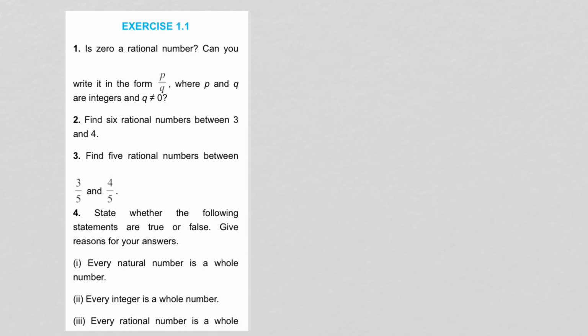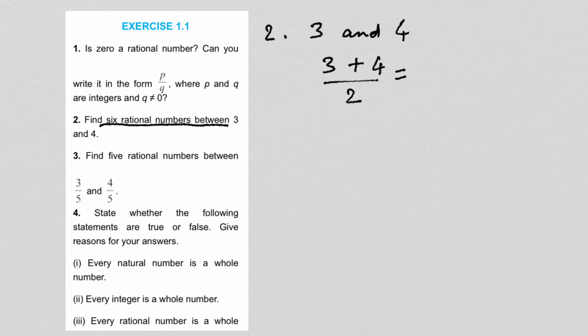Now let's come to the second question. Find 6 rational numbers between 3 and 4. In the previous video, I showed you how to find a rational number between two given numbers. In this method, we simply add the numbers and divide by 2. So 3 plus 4 is 7, by 2. So 7 by 2 is one number between 3 and 4.